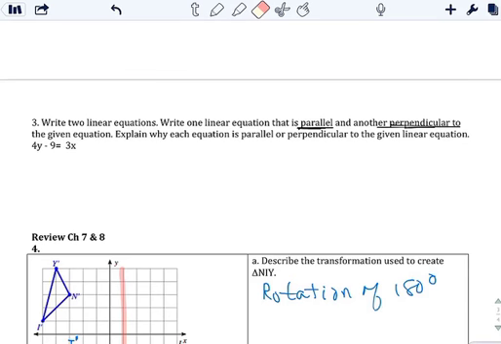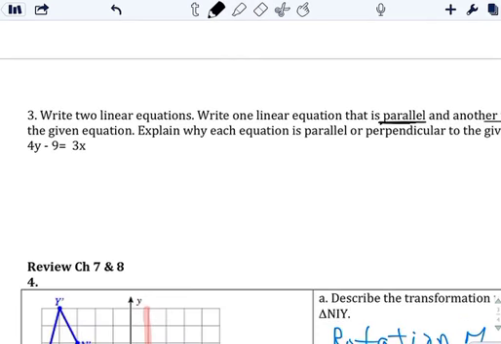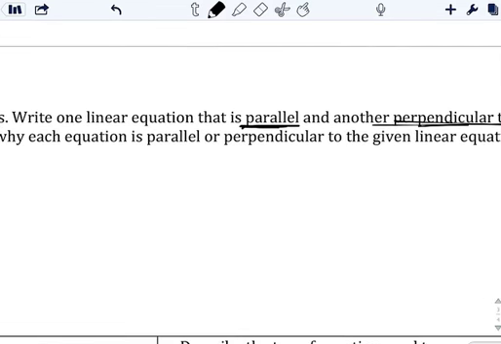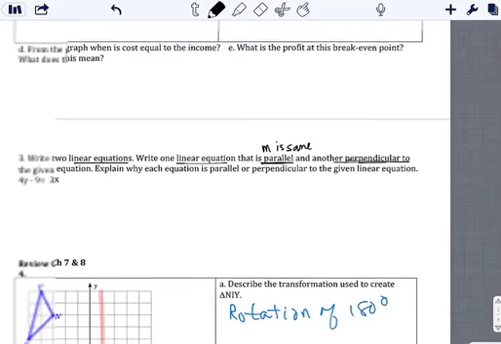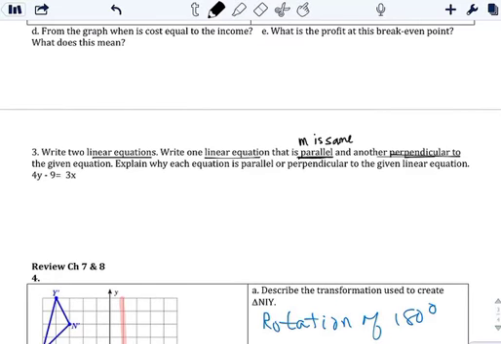Okay, let's look at what's needed for an equation to be parallel. For an equation to be parallel, the slope has to be what? The same. The slope is the same. Annotate, please. Linear equation: the slope is the same.